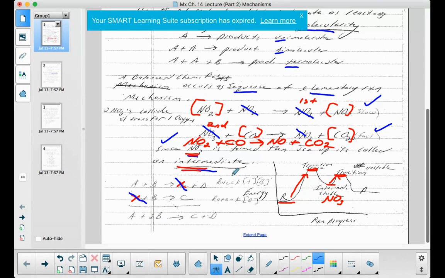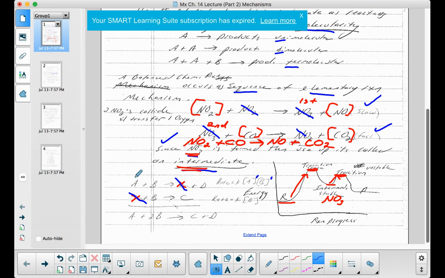And so my rate expression for each step is, when I have these individual steps, my rate expression just uses the coefficients. I don't have to go through all that work that I did earlier in the lecture part 1 to determine order.